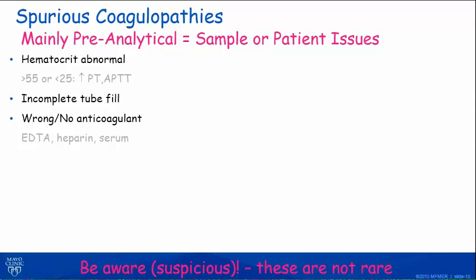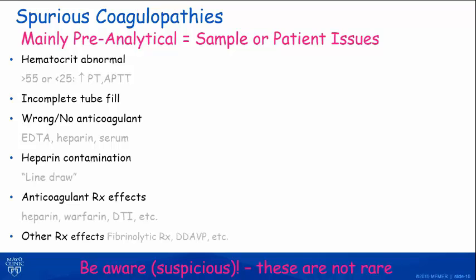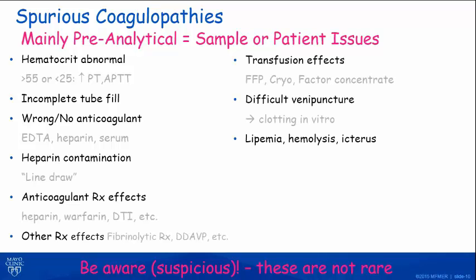or if your sample comes in from another place, it's a yellow fluid, but it might be EDTA, it might be heparin, it might even be serum. And then heparin from line draws, anticoagulation effects, effects of transfusion, difficult venipuncture can cause in vitro clotting, and lipemia, hemolysis, jaundice can interfere with photo-optical testing.